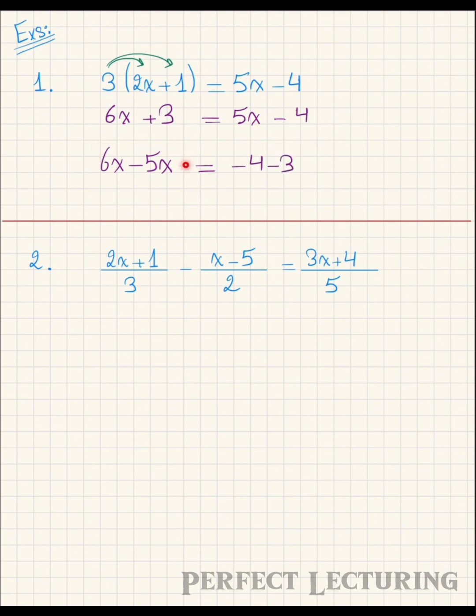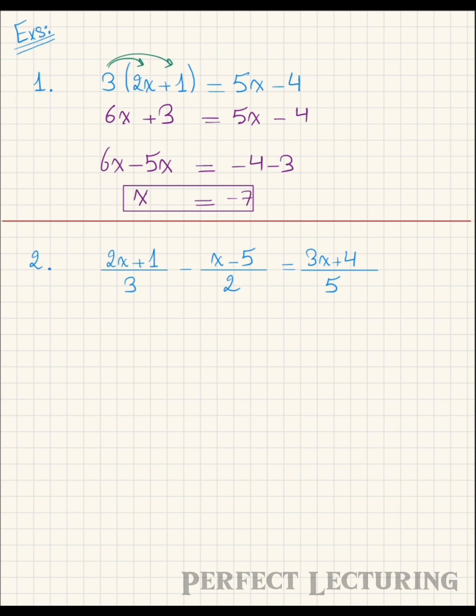After that, we perform 6x minus 5x, which is 1x, or simply x, equal to negative 4 minus 3, which is negative 7. So here we ended up with x equal to -7. That's the only solution for this equation. So this equation has a unique solution.